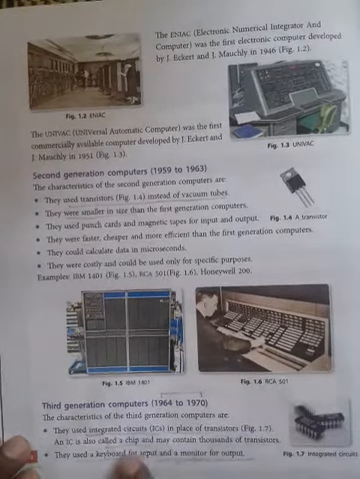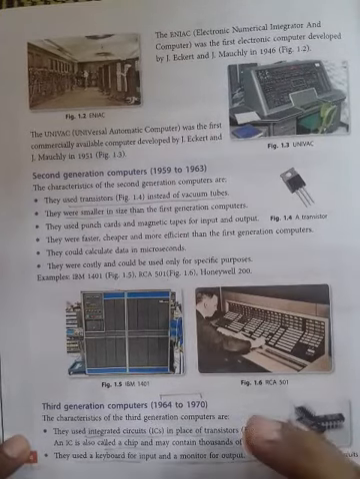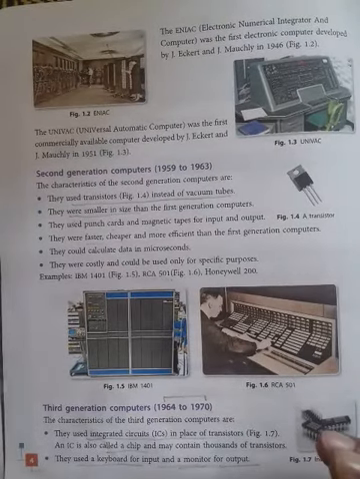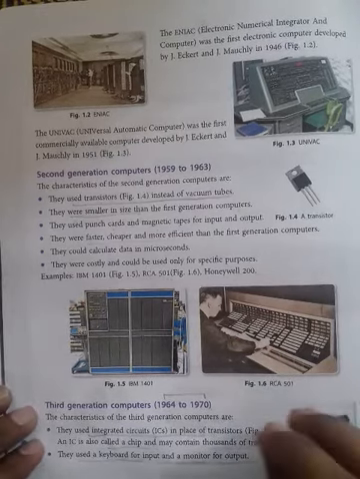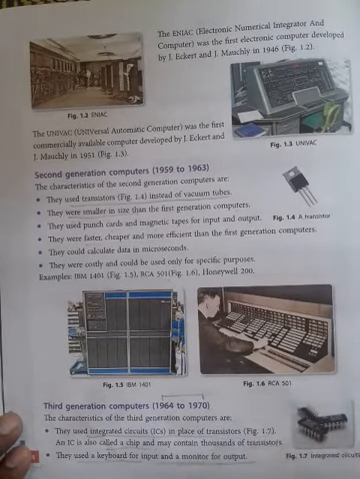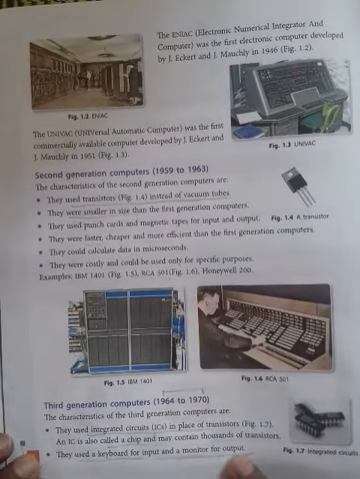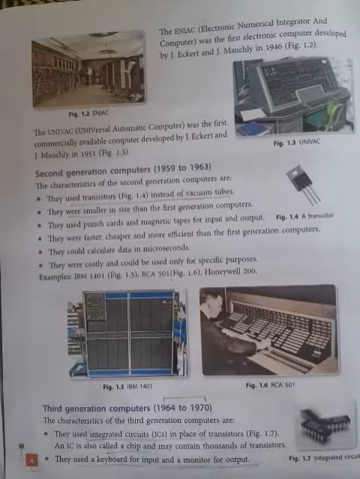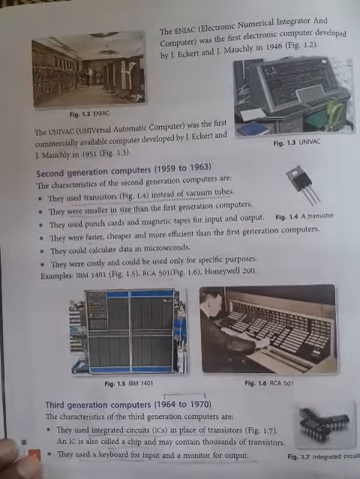And an IC is also called a chip. It may contain thousands of transistors. So the IC was a chip, and thousands of transistors are fixed on one chip. They used a keyboard for input and a monitor for output. That means in the third generation computer, we got the keyboard and monitor as input and output.